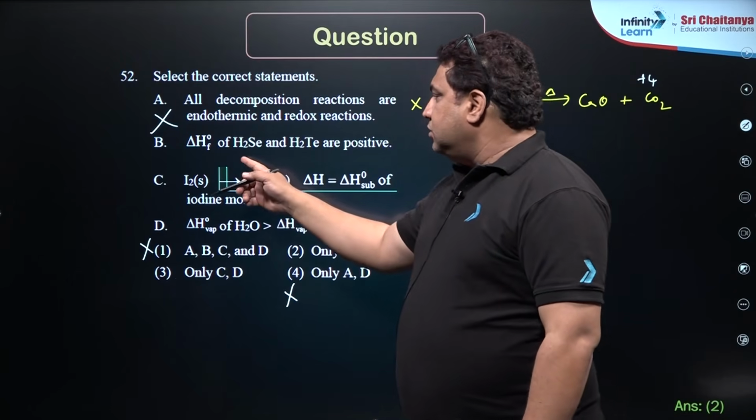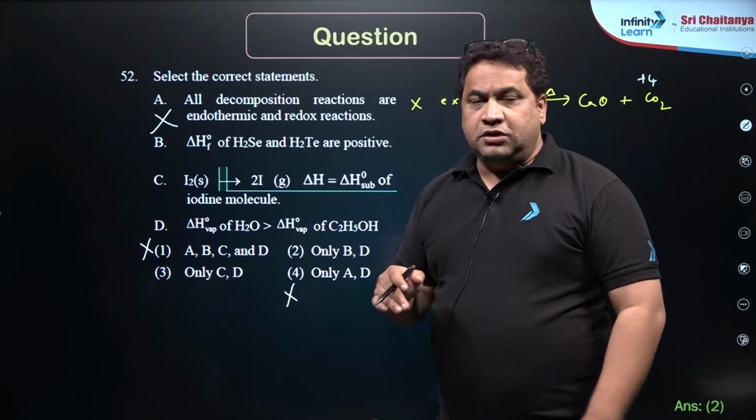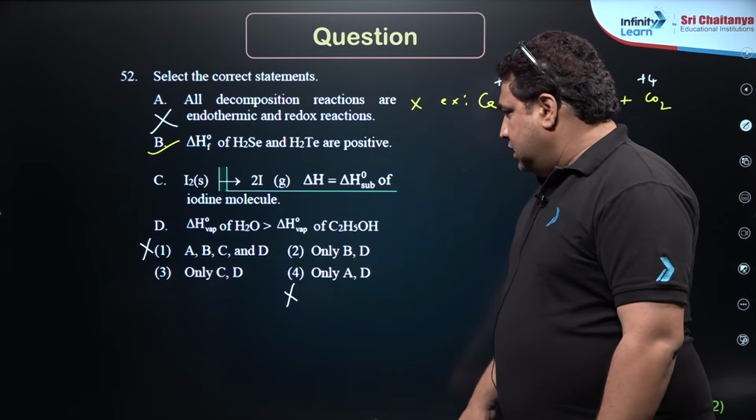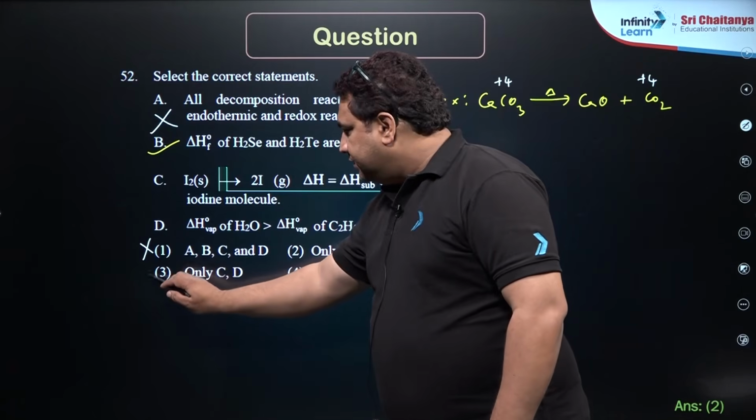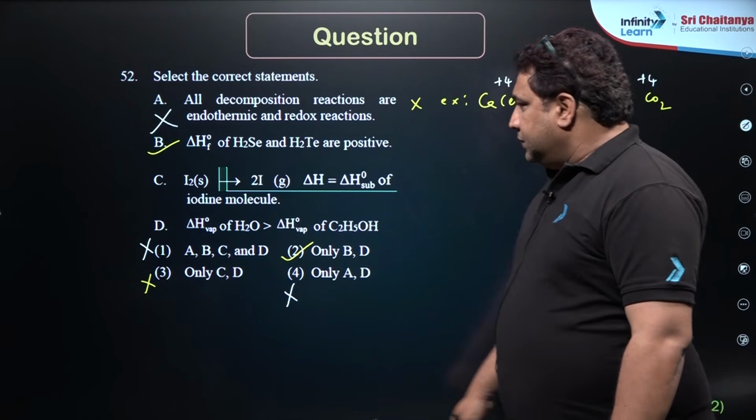Delta heat of formation of hydrogen sulfide, H2S, H2Te is positive. Yes, because heat of formation from the elements is considered as positive. Answer B is correct. If B is correct, you can see, here only we can cancel C and tick answer 2. But however, we will proceed further.